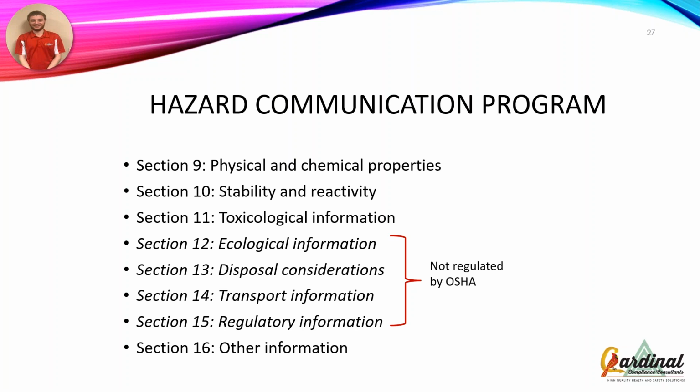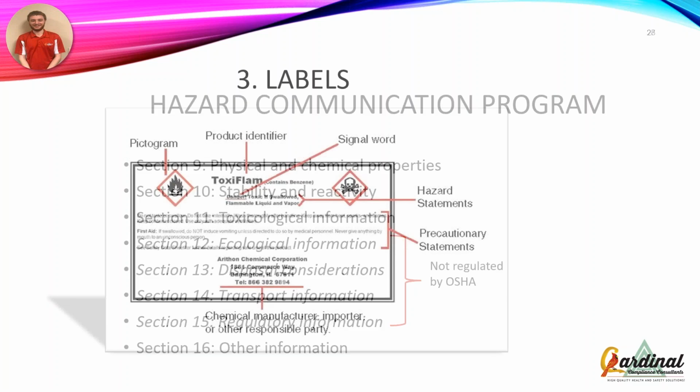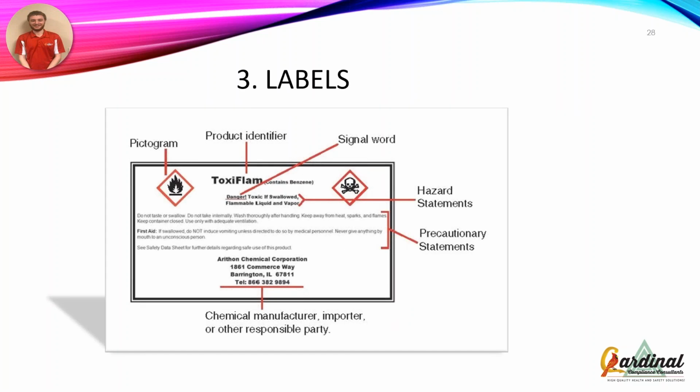And then sections 12 through 15 are actually not regulated by OSHA, but they have more to do with RCRA and the EPA as well as DOT, because they're more of that regulatory information, transport information, disposal considerations. You know, what do you need to do when you have chemical waste? Once you're not using that chemical anymore and you determine it as waste, those sections will tell you how to dispose of it properly. All right, and then section 16 is just other information that the chemical manufacturer might deem worthy for you to know.